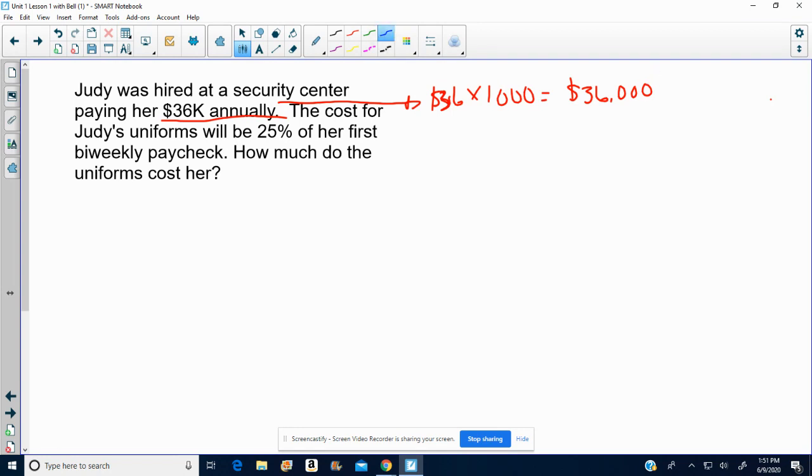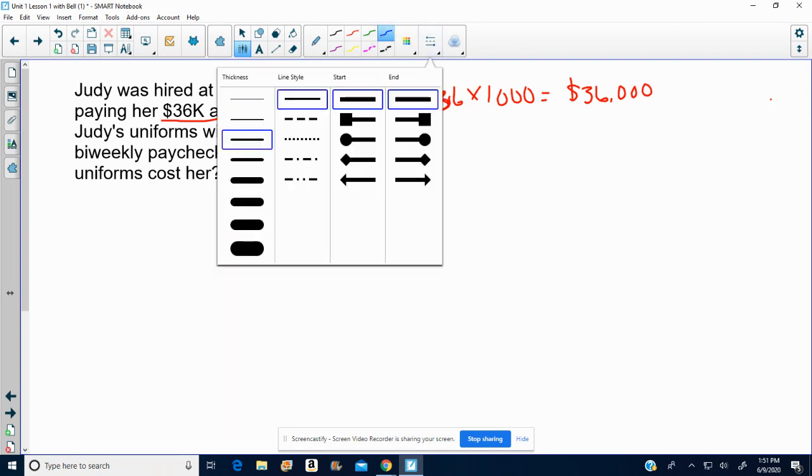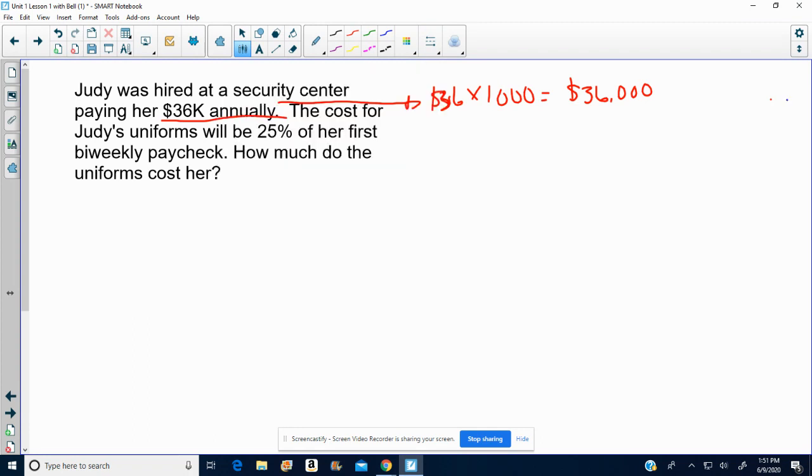Next thing we need to do is look at the rest of this question because it did not ask me to find out her annual salary. It wants to know how much her uniforms are going to cost. Well, the uniforms are going to cost 25% of the first biweekly paycheck. So just on one of her checks, she's got to pay 25% of that amount towards her uniforms. And in order to find that percentage, I first need to know this biweekly check amount. Now, biweekly is every other week, so that means it's going to be 26 pays.